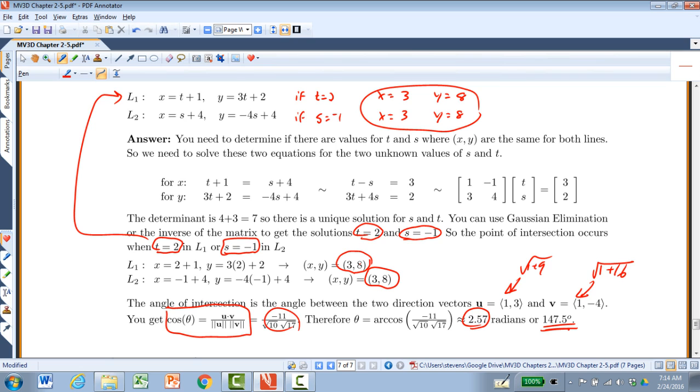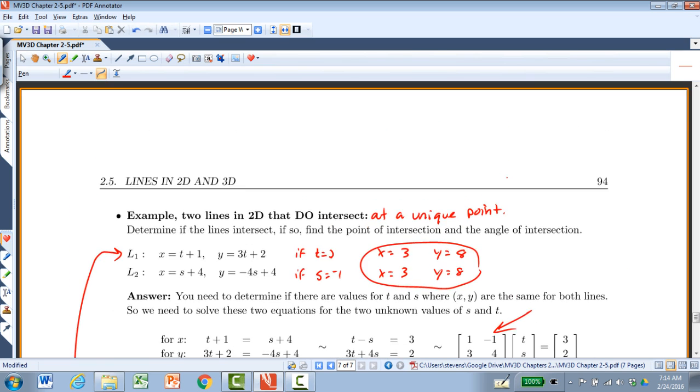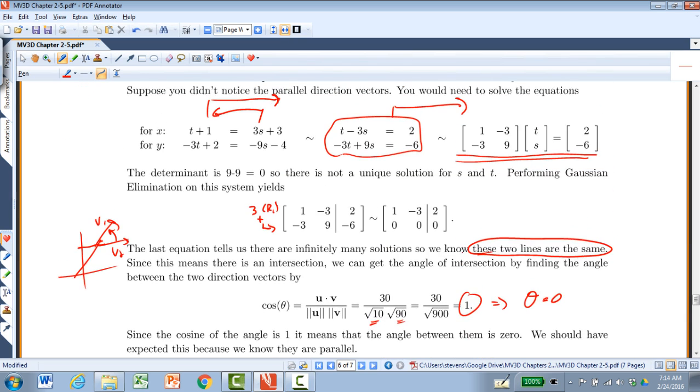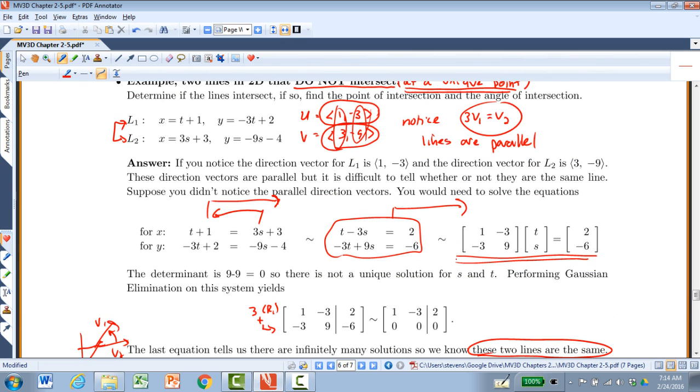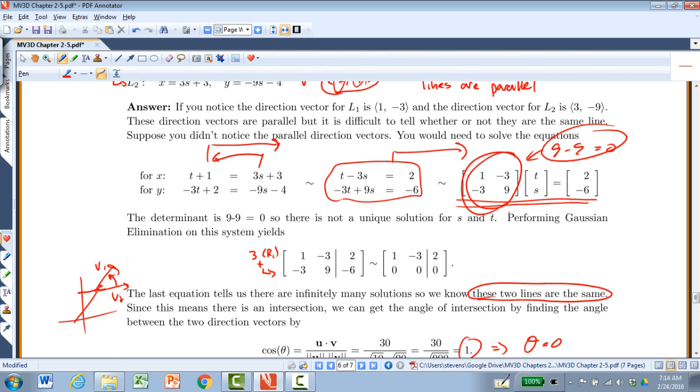If the lines intersect at a single point, you get a determinant here of non-zero. If they intersect at infinitely many points or none at all, you should notice, like in this example, that the determinant is 9 minus 9, which is 0. So we either have no points of intersection or infinitely many.